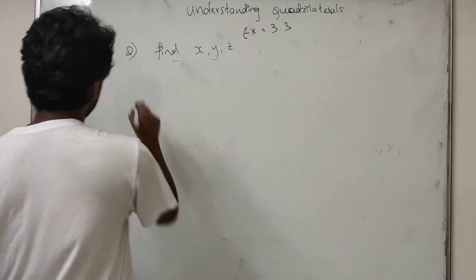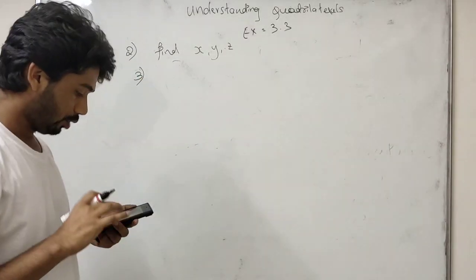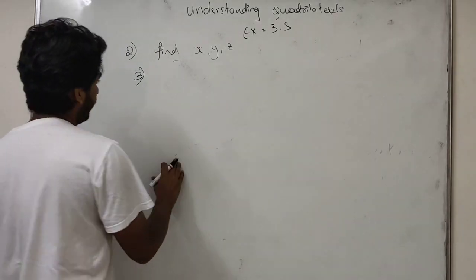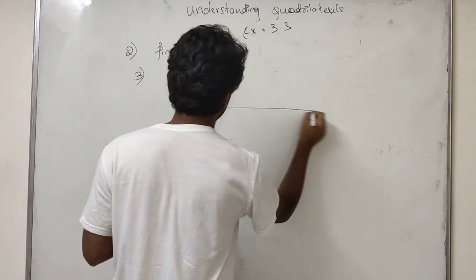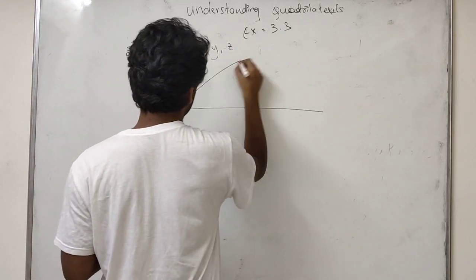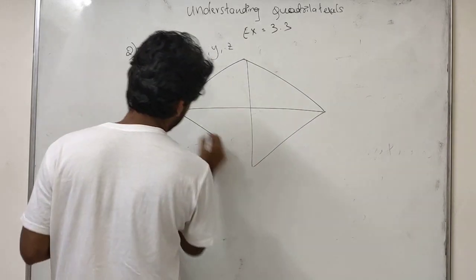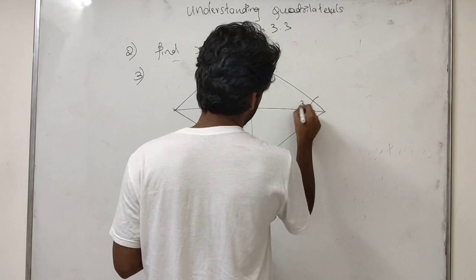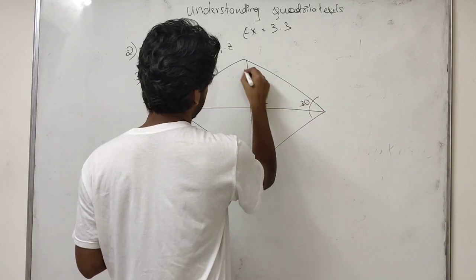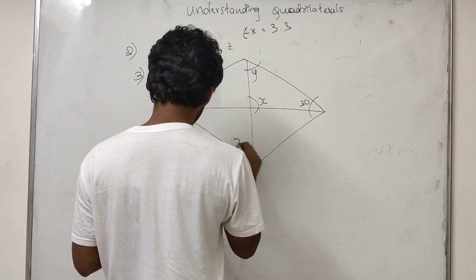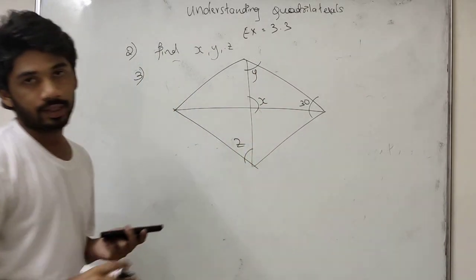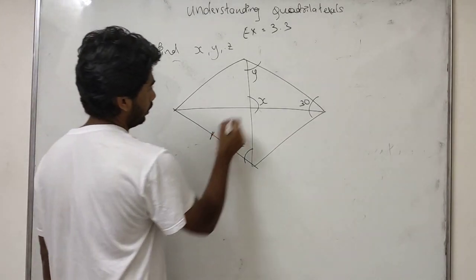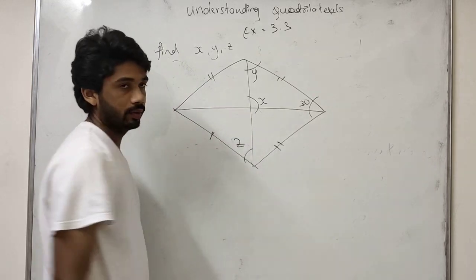So students, third question is we have to find here x, y, z values. So I take the question is, degree. This will be x. This will be y. This will be z. Here we have to find x, y, z values. In parallel, opposite sides will be equal. This will be equal. This will be equal.